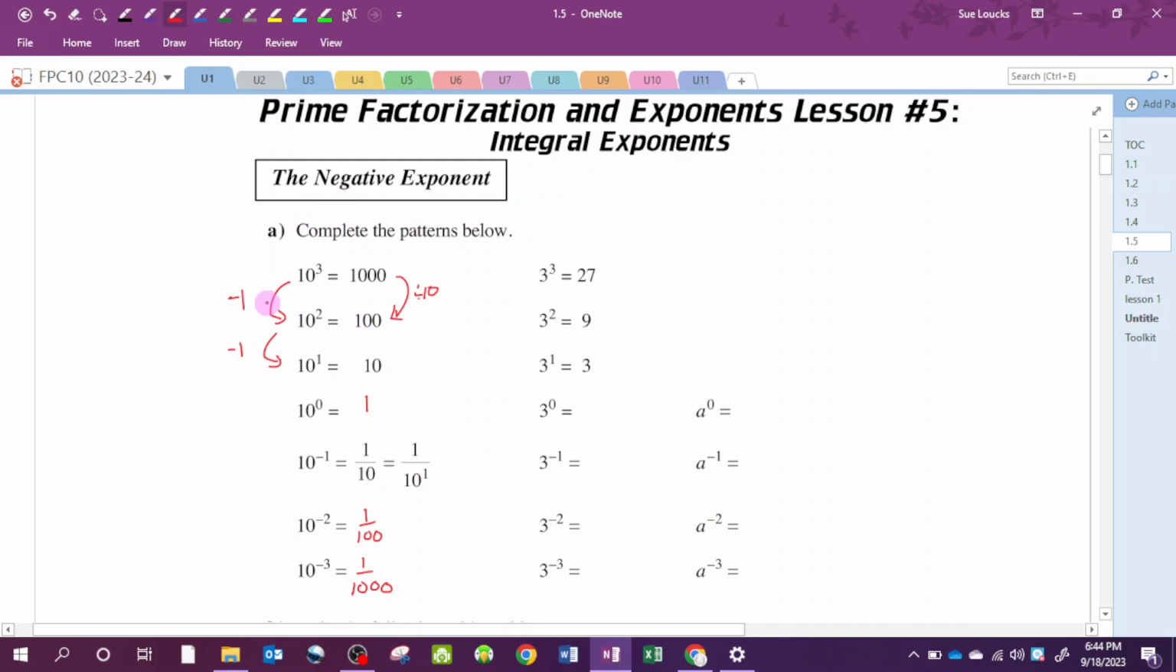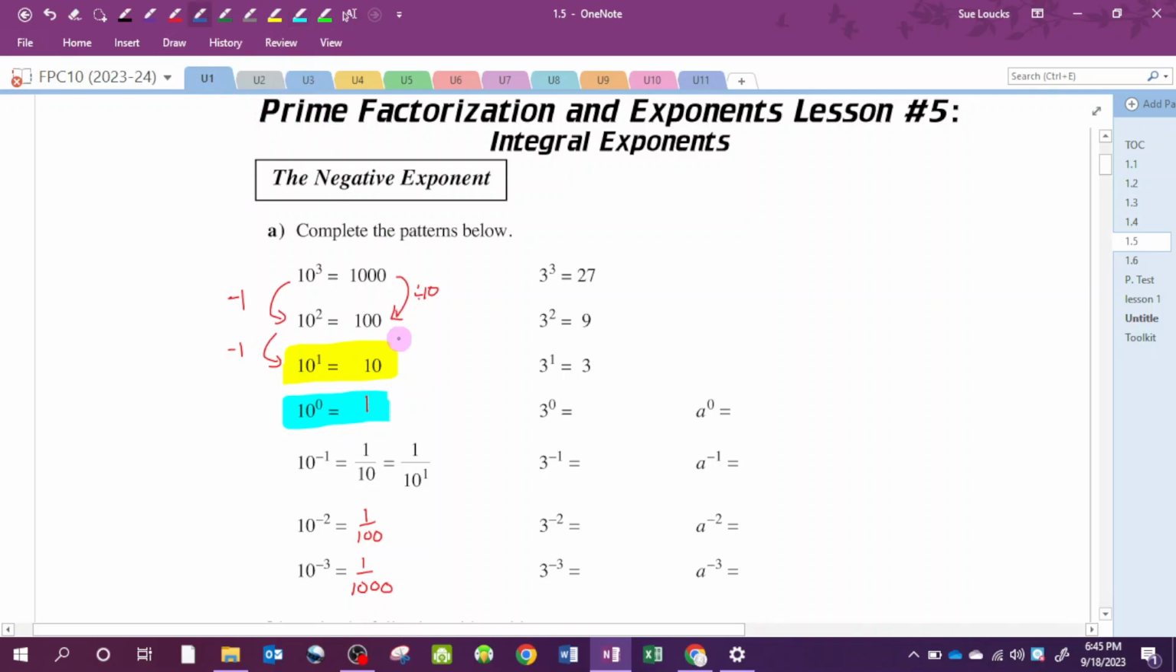I just want to pause and point out that anything to the power of 1 is itself. That's one of those rules that you need to know. And anything to the power of 0 equals 1. Those are always true, as long as your base isn't 0, but we won't give you that.